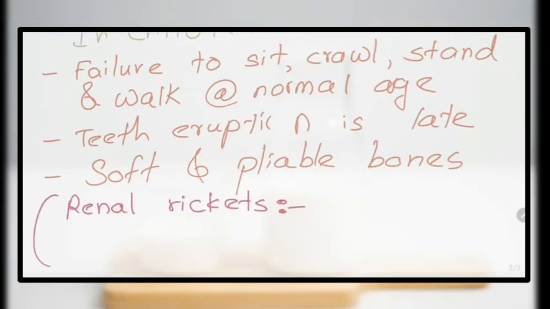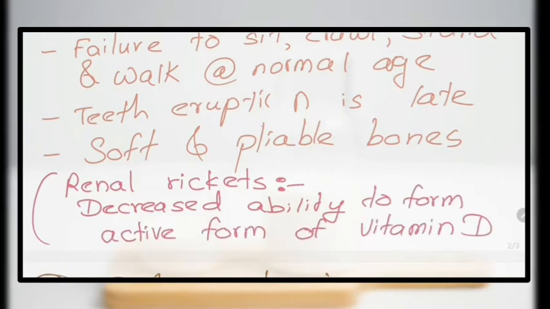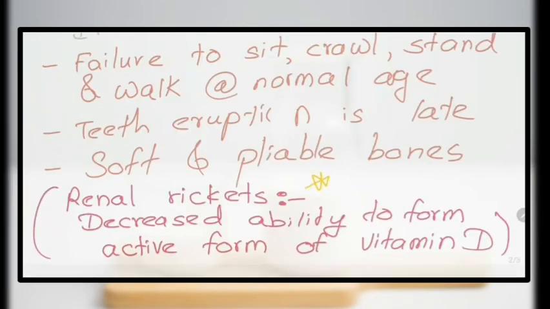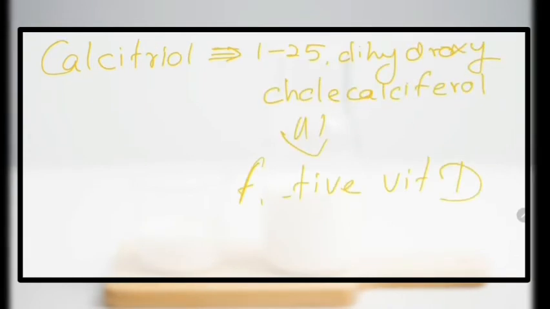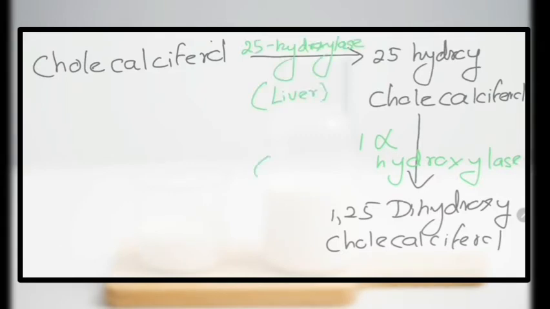What is the cause for renal rickets? Decreased ability of kidneys to form active form of vitamin D. What is the treatment given for them? Calcitriol administration. Can you tell me another name for calcitriol? 1,25 dihydroxycholecalciferol. What is the precursor of it? 25 hydroxycholecalciferol. From where does it come? From liver. What are the functions of calcitriol?